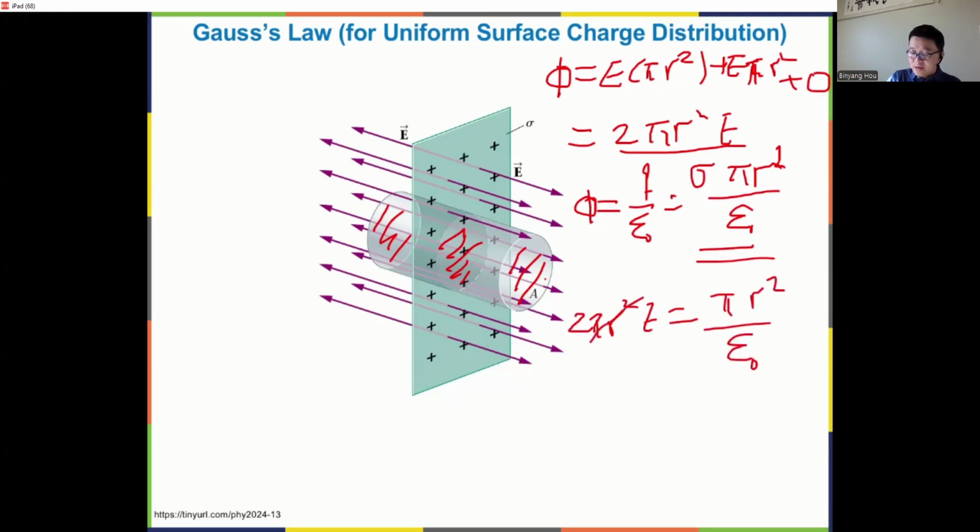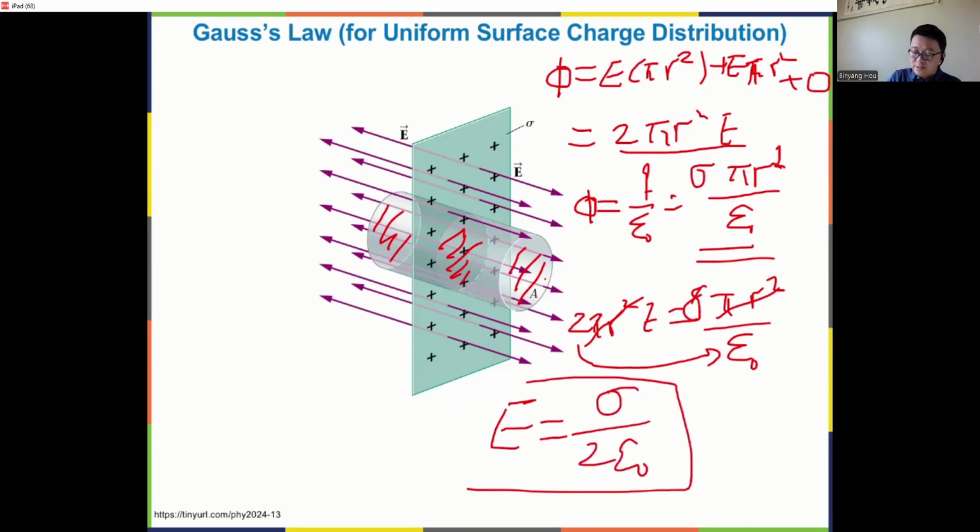The pi r squared will cancel. At the end you'll get E equals, oh, there's a sigma I'm forgetting here, E equals sigma divided by 2 epsilon naught. That's the E field, and it's perpendicular to the surface. You can see that the r cancels, so the E field will be homogeneous, perpendicular to the surface.